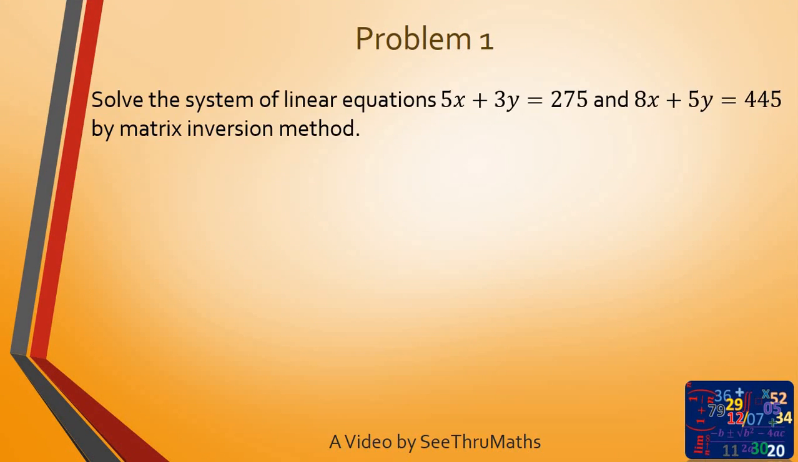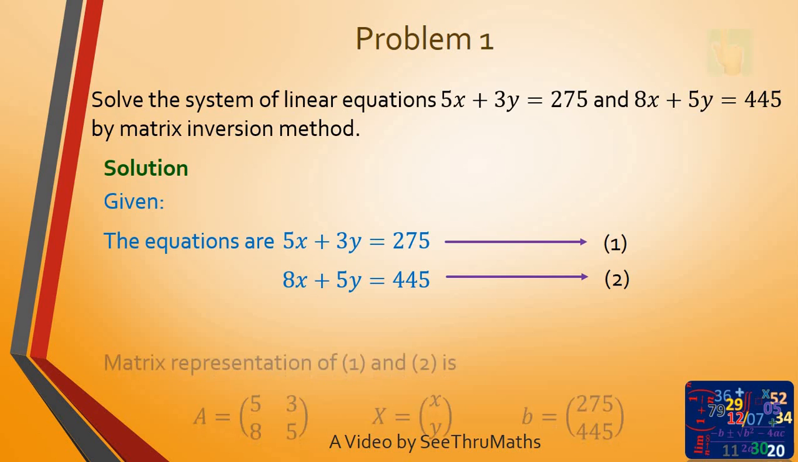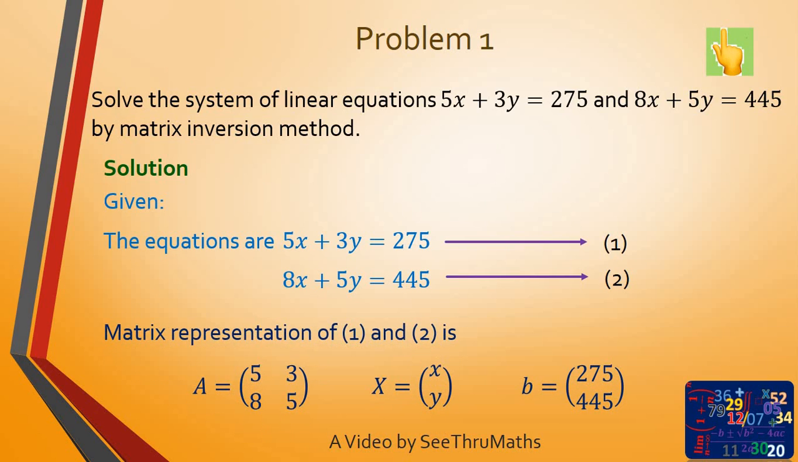Problem number 1. Solve the system of linear equations 5x plus 3y equal to 275 and 8x plus 5y is equal to 445 by matrix inversion method. Solution. First write the given equations. Now represent the given equations in matrix form, and how it should be done, a video for that one I have pinned here, and the link is given in the description box.